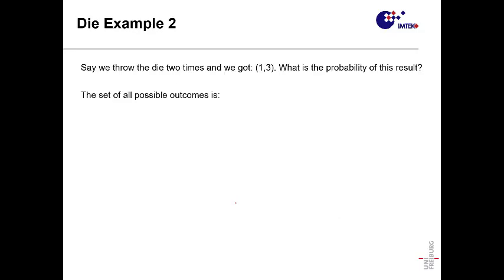So let's go for another example so we can start warming up. Let's say that now you throw the die 2 times. You throw the die once, you look at what number you get, and then you throw it again and see what number you get. And you want to know the probability of getting a 1 in the first throw, and a 3 in the second throw. So let's do that.